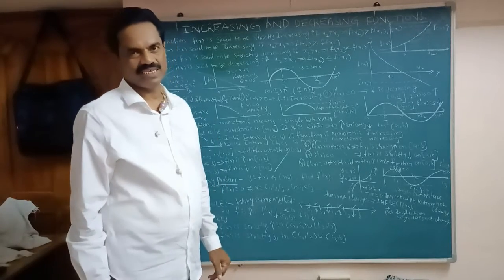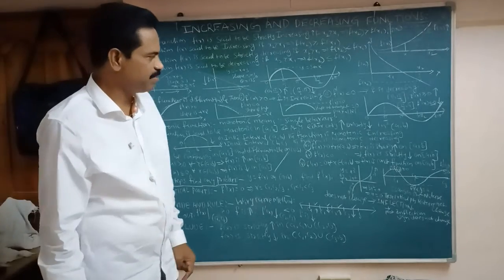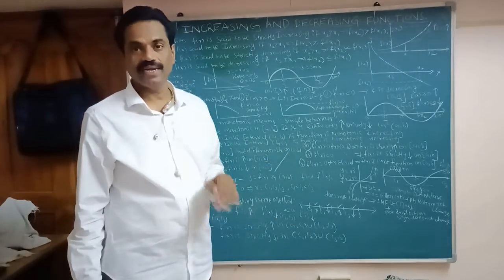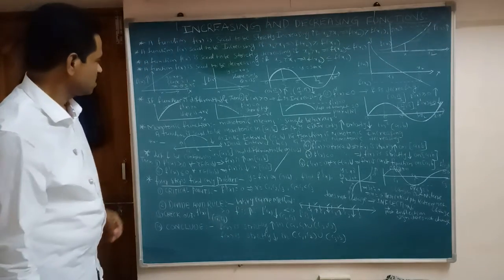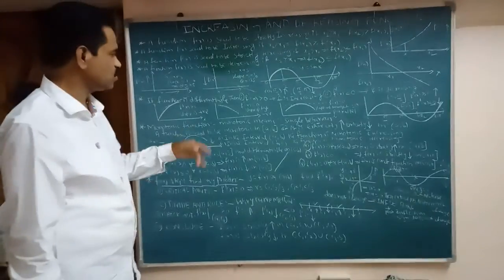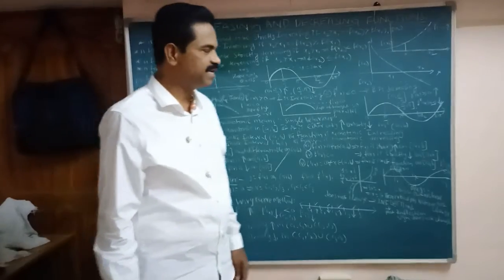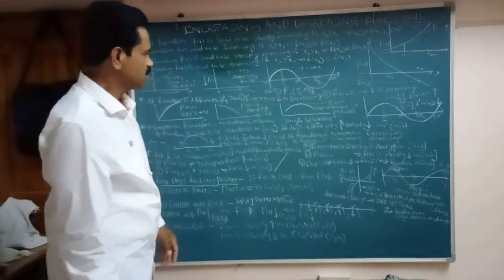Monotonic function means a single behavior. A function is said to be monotonic in a comma b if it is either only increasing or only decreasing. So it is said to be a monotonic function.